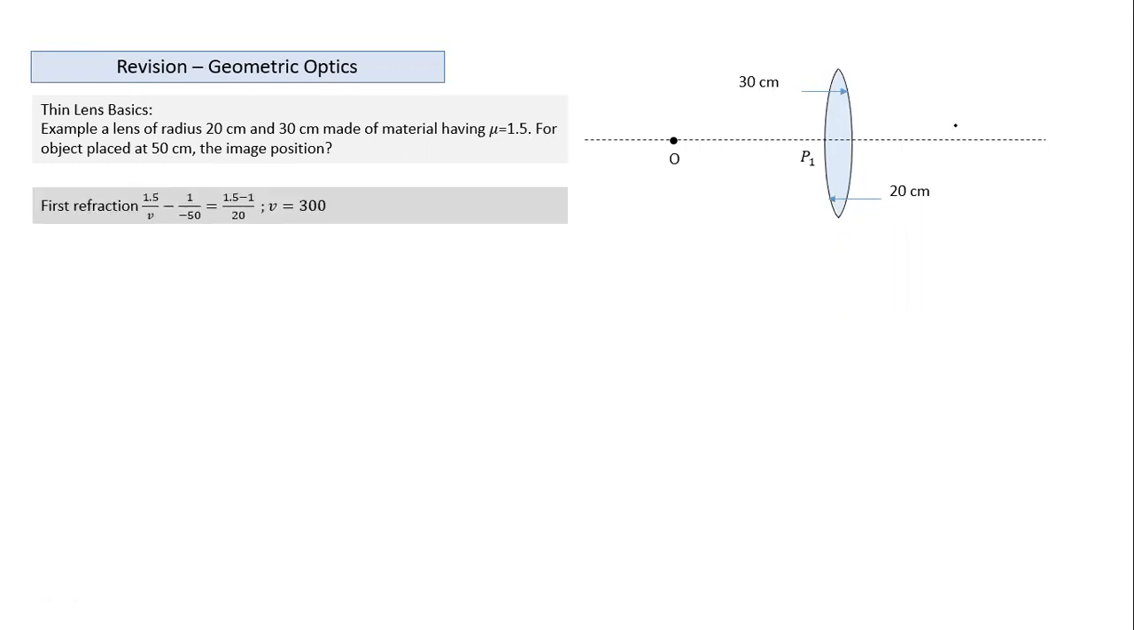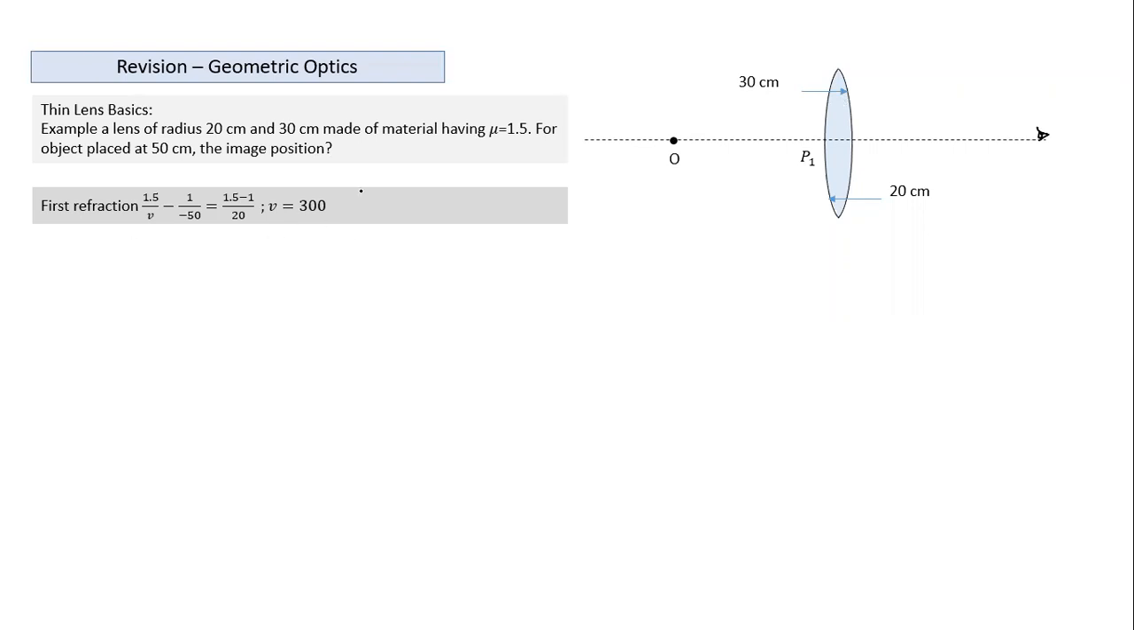If the image has to form through the lens, it basically means that it needs to be observed from the other side. The observer has to be on the other side, and the ray has to pass through the lens. It has to pass through this surface as well as this surface. It must undergo two refractions, one from this surface, air to glass, and a second refraction from glass to air. Let's do that. First refraction.